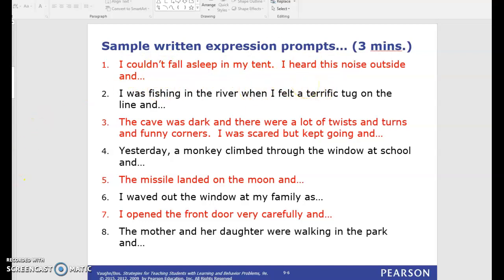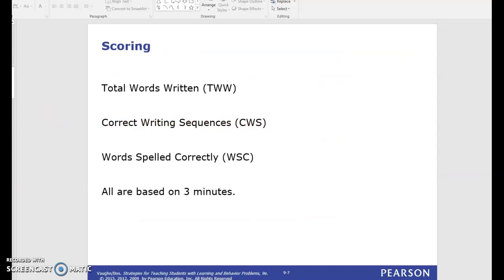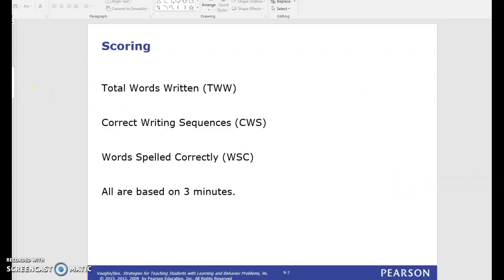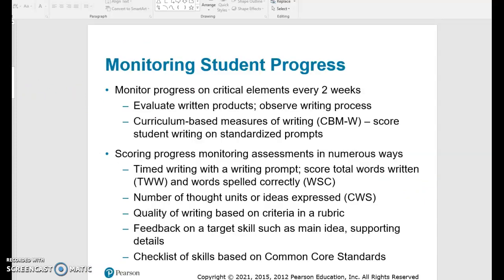Then when you want to think about grading or scoring those, you can think about the methods that we discussed a few minutes ago. Total words written, which is simply how many words did they write? Just how many words, okay? The next one is correct writing sequences, or CWS, which means number of thought units or ideas expressed, and it really should say correctly because they have to have appropriate punctuation, appropriate capital letters, stuff like that. I'll show you that in just a second.